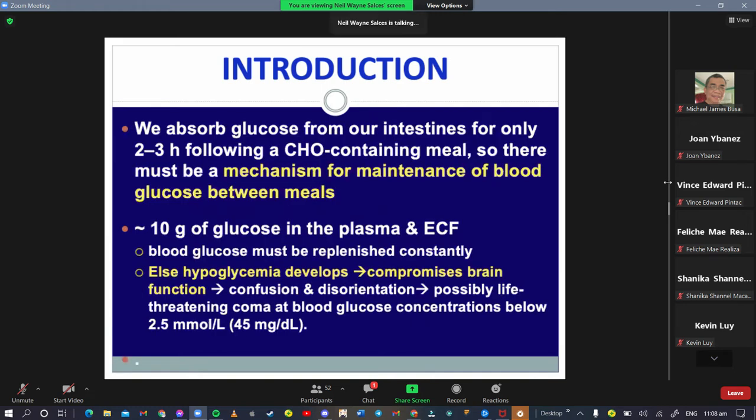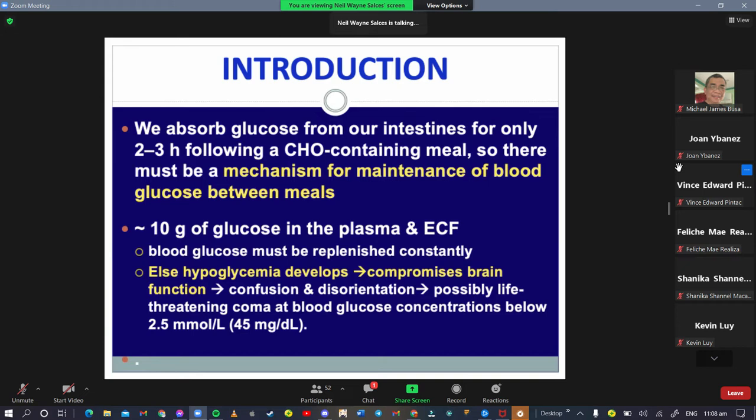Now, the human body absorbs glucose from our intestines for only 2 to 3 hours following a carbohydrate containing meal. So there must be a mechanism for the maintenance of blood glucose between meals. So your 10 grams of glucose in the plasma and ECF must be replenished constantly. So when hypoglycemia develops, this will eventually compromise the brain function.